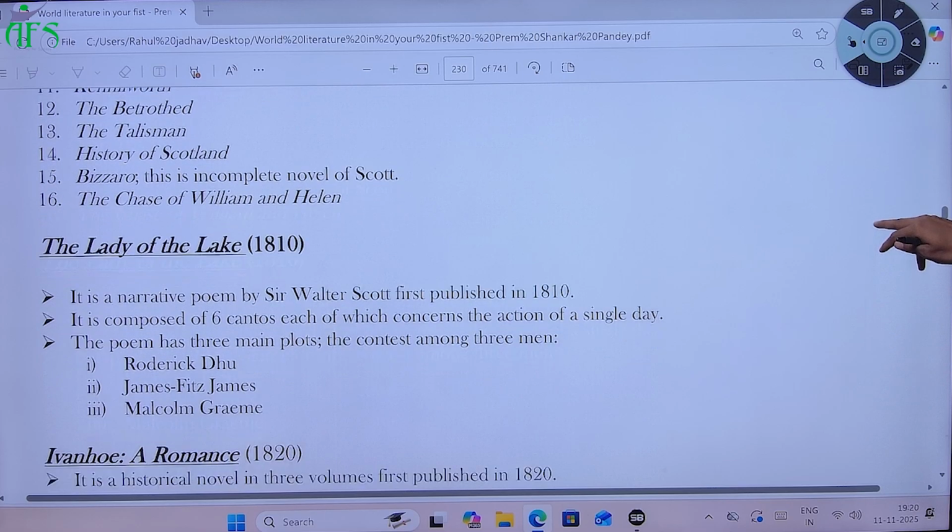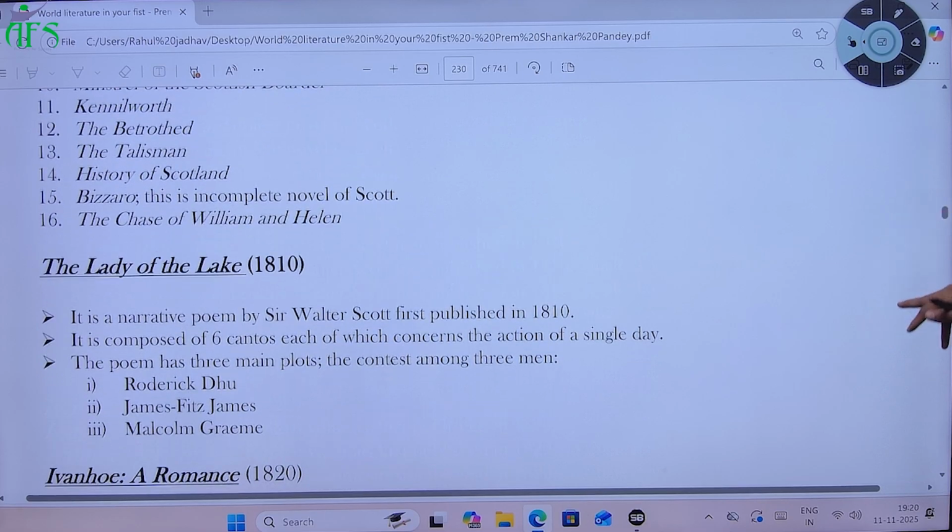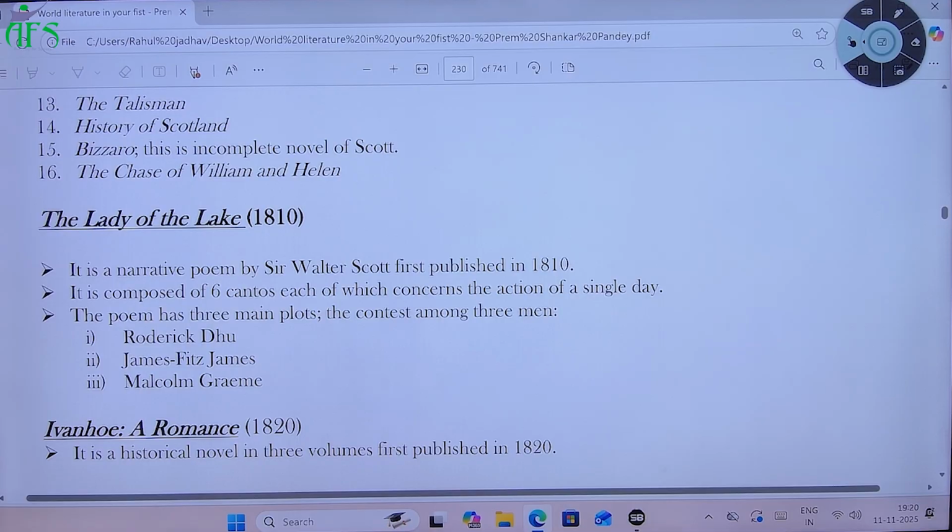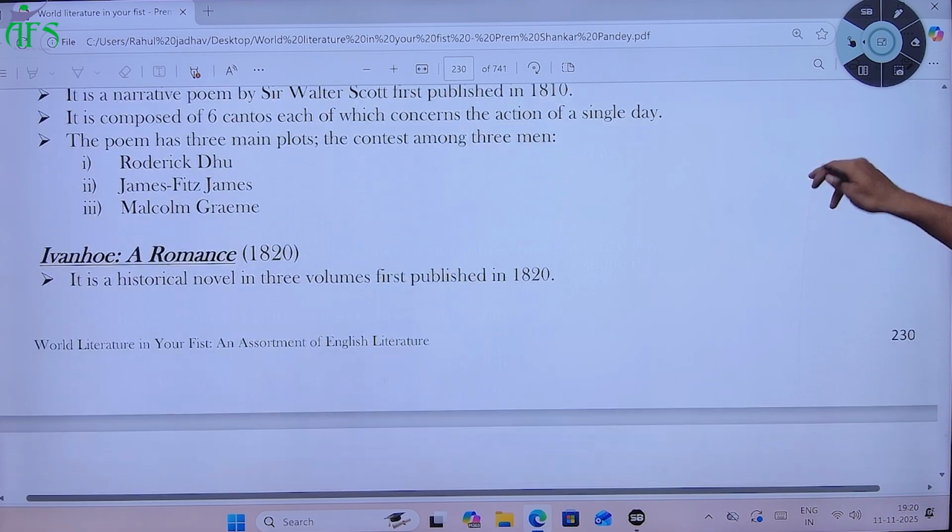Now, let us have a look at his major works prominently. The Lady of the Lake is a narrative poem by Sir Walter Scott, first published in 1810. It is composed of six cantos, each of which concerns the action of a single day. The poem has three main plots, and the contest among the three men, Roderick Dhu, James Fitzjames, and Malcolm Graeme. Then Ivanhoe, it is a romance.